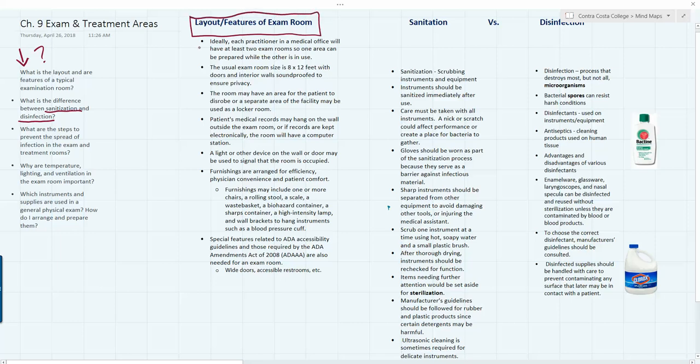And we begin by talking about the ideal structure of the medical office. Ideally, each practitioner in the medical office will have at least 2 exam rooms, so that one area can be prepared while the other one is in use. If you work in a single physician practice, you really only need 2 exam rooms, although most have between 4 and 5.